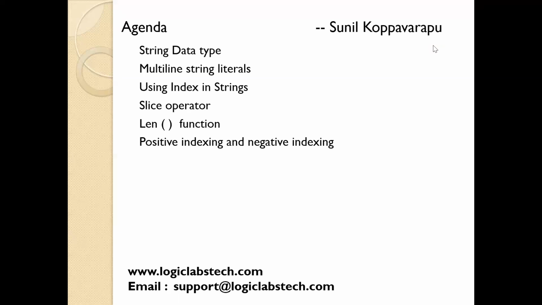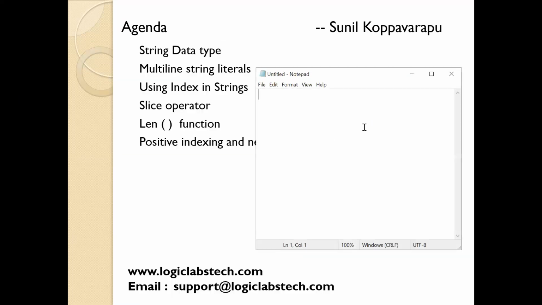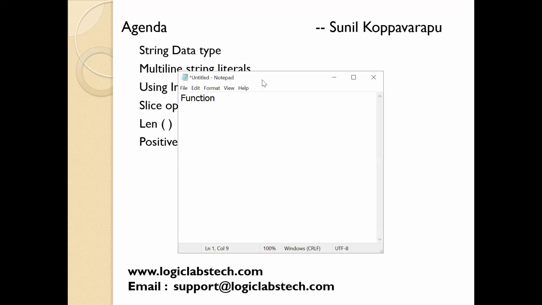I have one question. If you know the answer, please respond in the chat box. Which function is used to know the address of a variable? If you know the answer, please write it in the chat box. Yes, you are right. The id function is used to know the address of a variable.